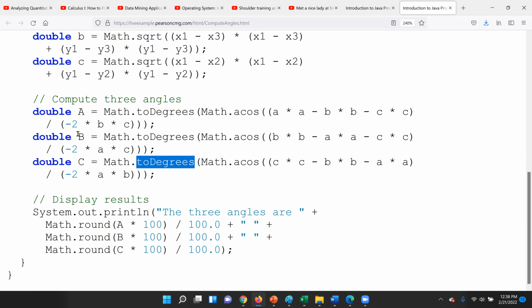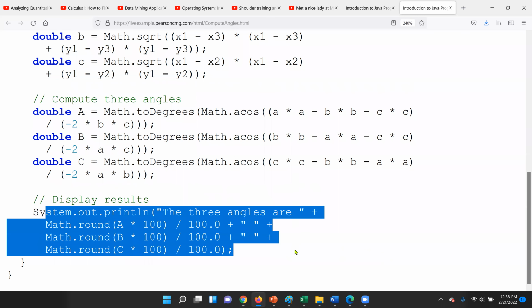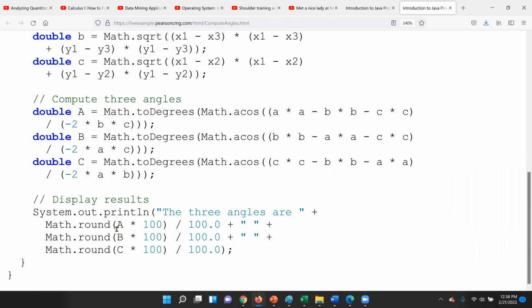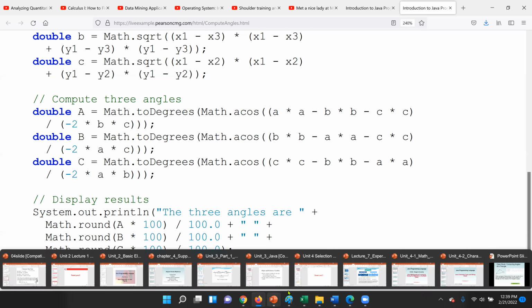So we have the angles A, B, C now, and here we displayed the result. Here also we are rounding the answer. Remember, rounding the answer will give us an int value. So whatever degree we get, we multiply by 100 and divide by 100.0 to round it up. So let's see the next example.